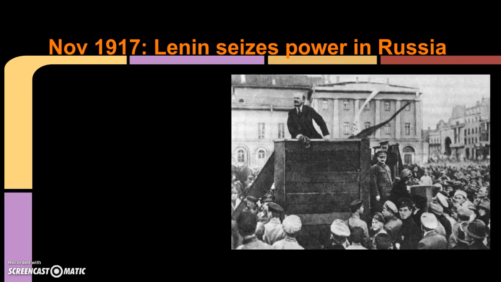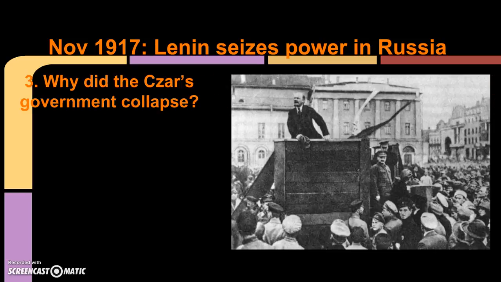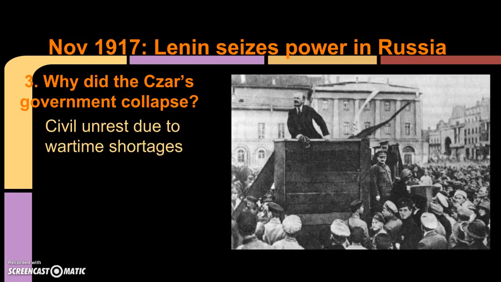Okay, so the next event is in November 1917. This is when Vladimir Lenin seizes power in Russia. And you can see Vladimir Lenin standing at that kind of pulpit stand that he has there, talking to the Russian people. There was a lot of things going on in Russia during the war. And so the question comes, how and why did the Tsar's government collapse? And that's how Lenin eventually seized power, from the collapse of the previous Tsar's regime.